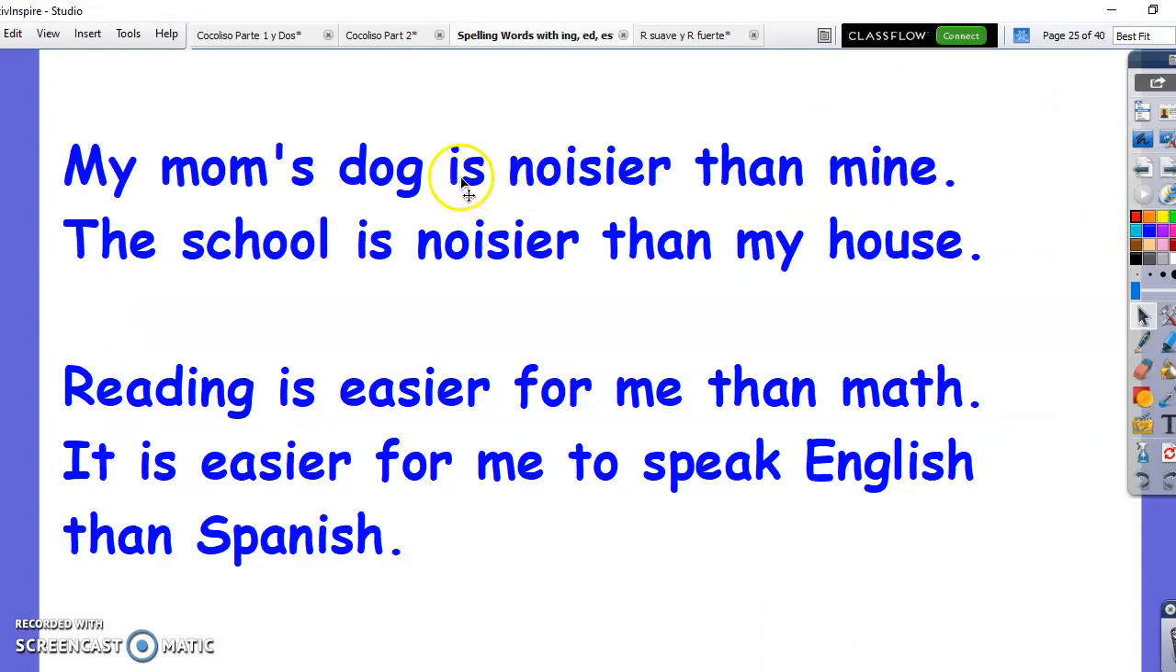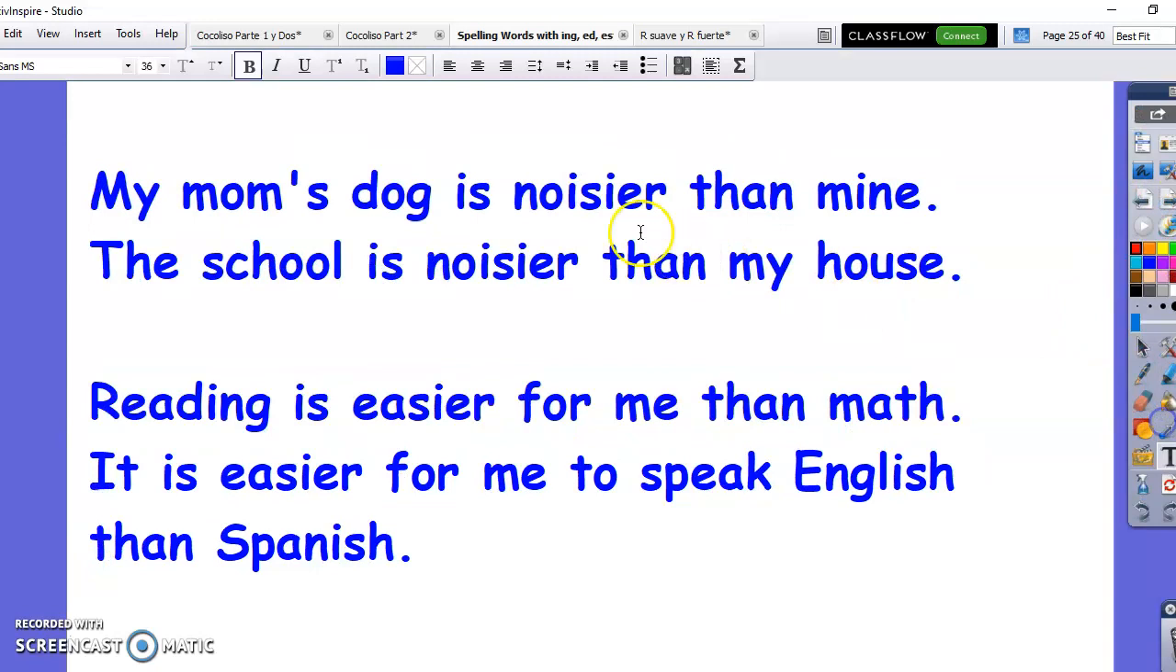And here's some other examples of the word. These are the spelling words noisier and easier. My mom's dog is noisier than mine. The school is noisier than my house. Reading is easier for me than math. It is easier for me to speak English than Spanish.